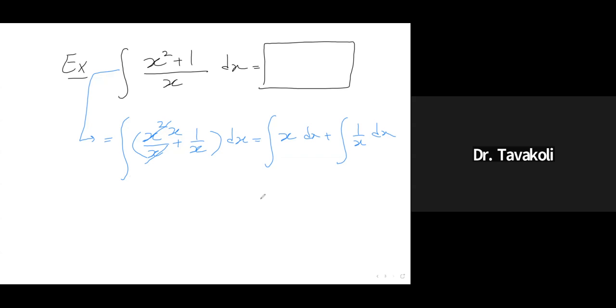Using the power rule, integral of x is x squared over 2. But what was integral of 1 over x? It was ln of absolute value of x. This is something that I reminded you in the previous video. So at the end plus c. So that's the final answer that we need to type in here.